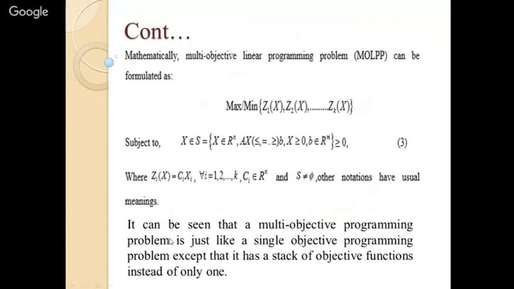So you can see that a multi-objective programming problem is just like a single objective programming problem, except that it has a stack of objective functions instead of only one. That is the only difference between the linear programming problem and multi-objective linear programming: there exists more than one objective function, right?